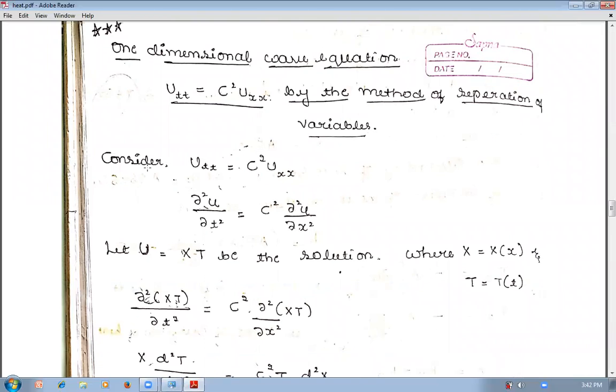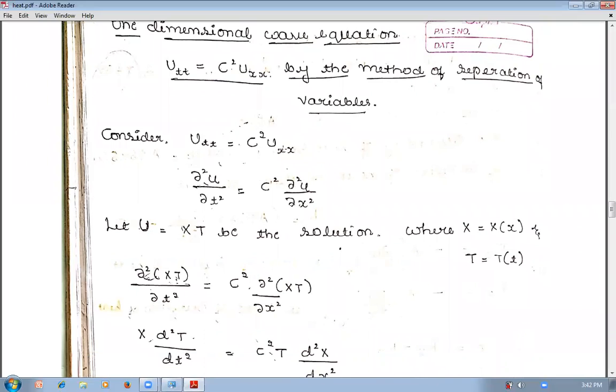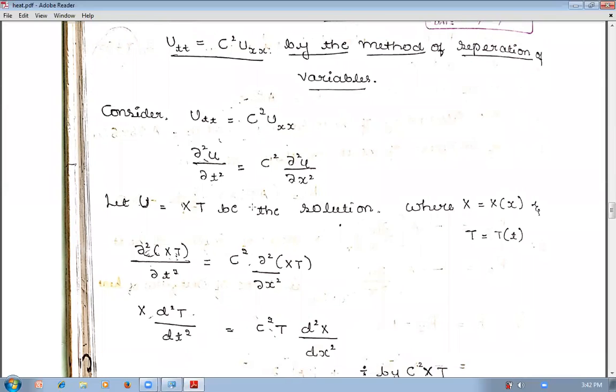Consider u_tt = c² u_xx. We know that this is the wave equation. Here small t and small x are independent variables, so we have to write the solution as u = X T, where X is a function of x and T is a function of t. Here u = X T is the solution. In place of u, put X T.